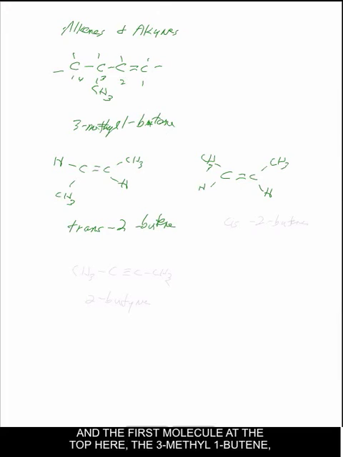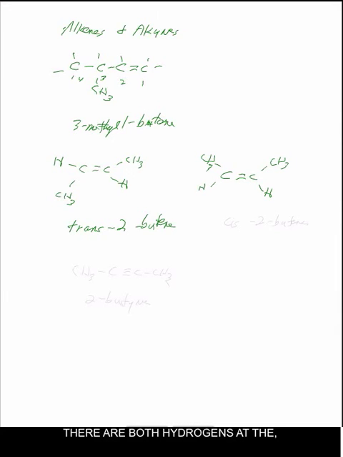In the first molecule at the top here, the 3-methyl-1-butene, there are no cis-trans isomers possible because there are both hydrogens at the end on carbon atom number 1.